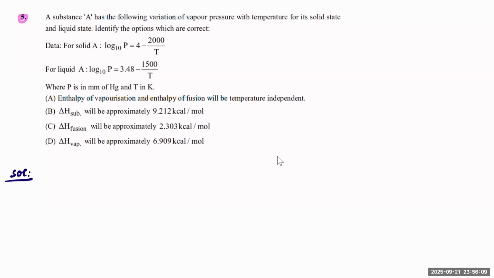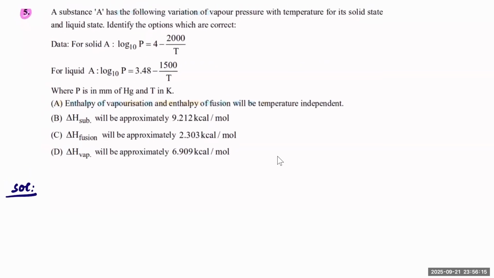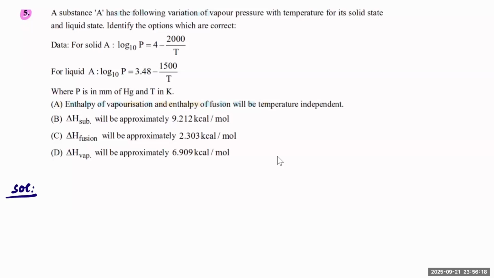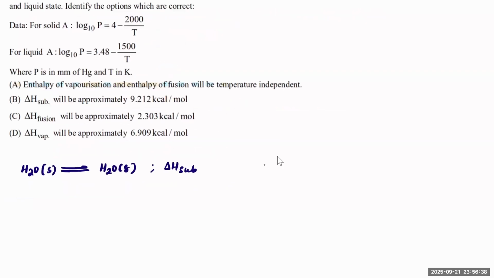Delta H of sublimation is given, delta H of fusion is given. So what are these terms? Basically here, let us assume that the substance we are talking about is water, just for the sake of understanding. Let us say that substance A is H2O. So when H2O is solid and existing as H2O gas, here we'll have delta H of sublimation. Similarly, if H2O is in liquid and in equilibrium with H2O vapors, then here we'll have delta H of vaporization.